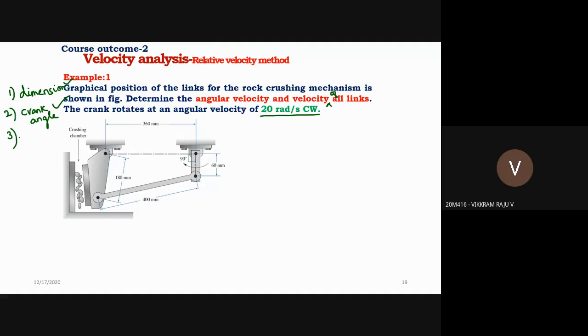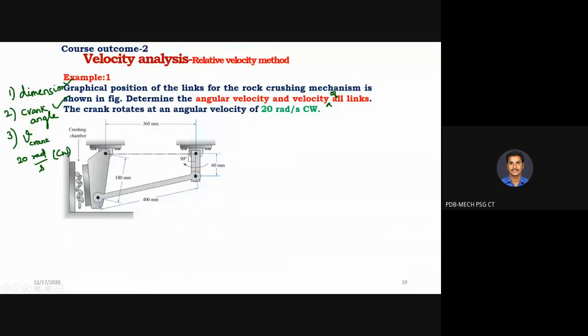Not magnitude and direction, the speed or input velocity of the crank. Okay, the crank velocity, or at least one link's velocity. If one is given, we can find out the rest. Here the crank's angular velocity is given, 20 radians per second in clockwise direction. So it is very comfortable. We can start the problem.